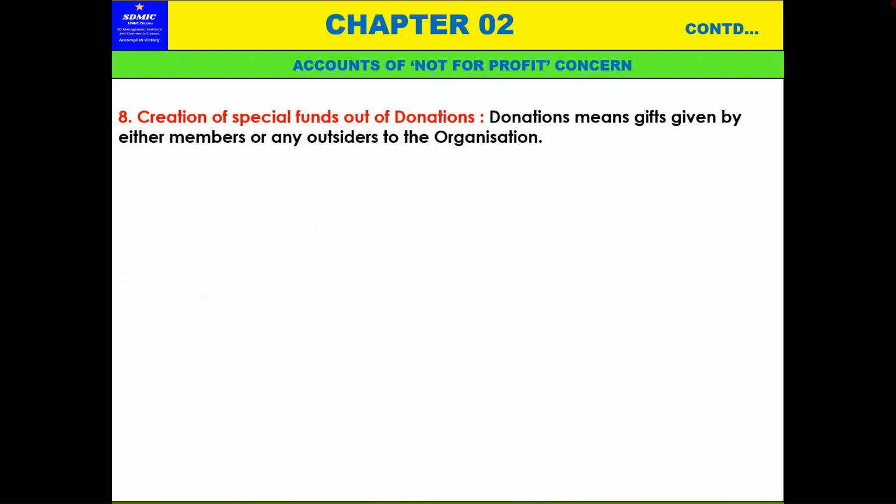Now, creation of special funds out of donation. Donations means gifts given by either members or any outsiders to the organization. Donation means to donate something, to the poor people, or for some purpose. So this is creation of special fund out of donation. When somebody is giving a donation, they will specify that this donation must be used for this particular purpose. That means special funds out of donation. This is used for that particular purpose only.